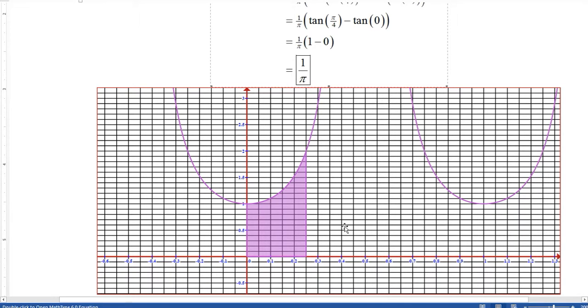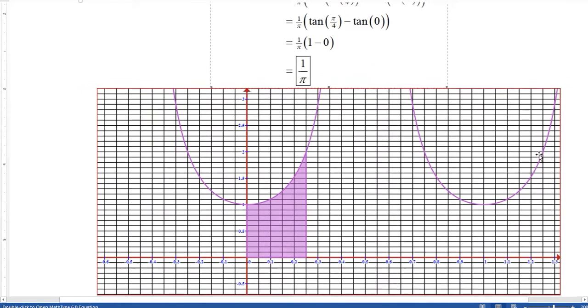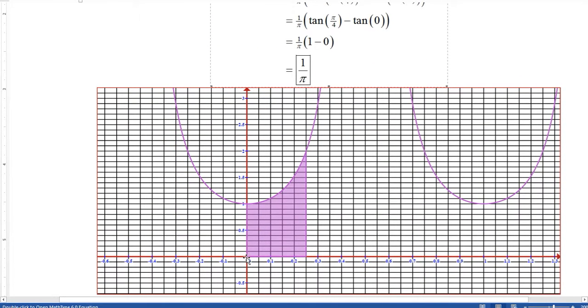We should be able to visualize that as an area. And so the purple graph here is the original graph, secant square of pi times x. And I'm going to integrate it from 0 to 0.25, which is 1/4. And the area of this region that you see, so it has a curved top and then straight lines on the bottom and the sides, that area turns out to be exactly 1 over pi.